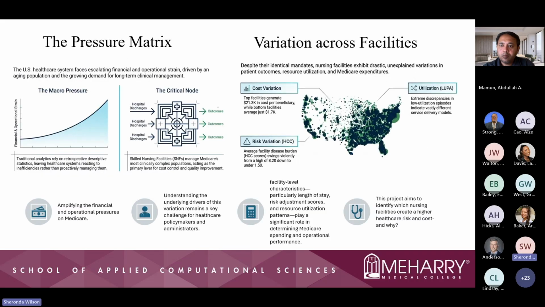So, the problem. Healthcare systems face increasing financial and operational pressures, especially in long-term care and nursing care facilities. Not all facilities perform the same. Some have higher costs, longer stays, and greater patient complexity. Traditionally, reporting relies on retrospective descriptive statistics, which makes some facilities appear more efficient, while skilled nursing care facilities manage some of the most complex populations, presenting as the primary reason for high Medicare costs and a primary quality of care concern.